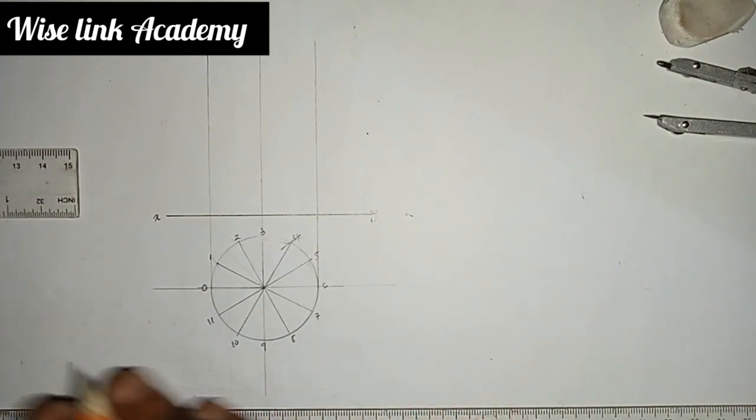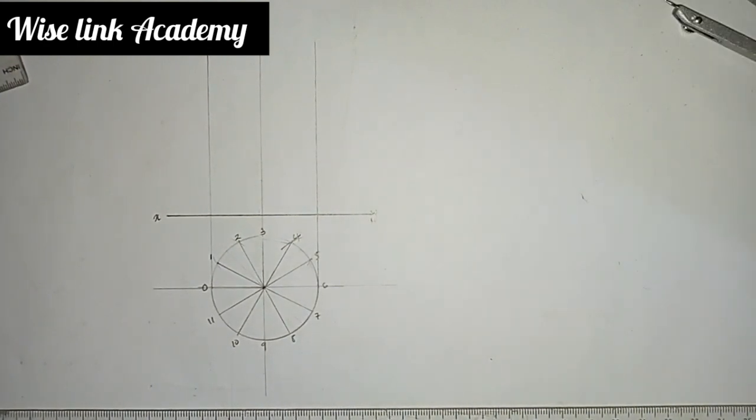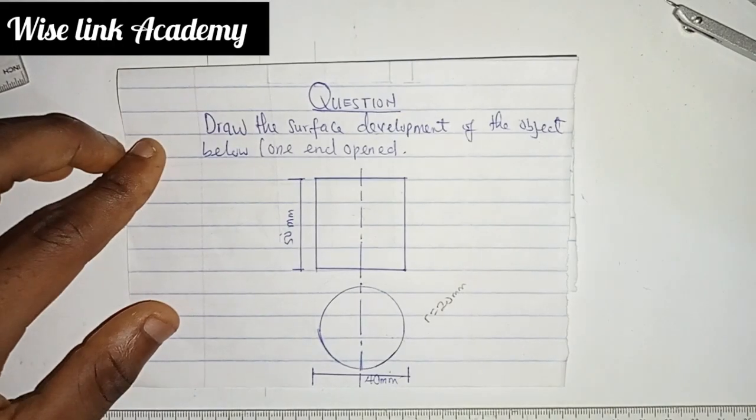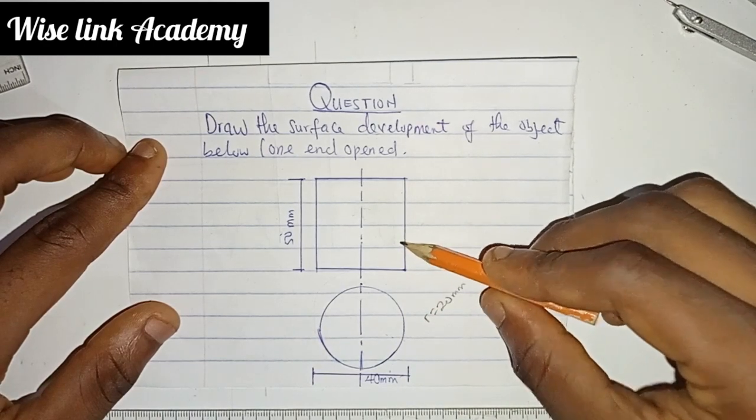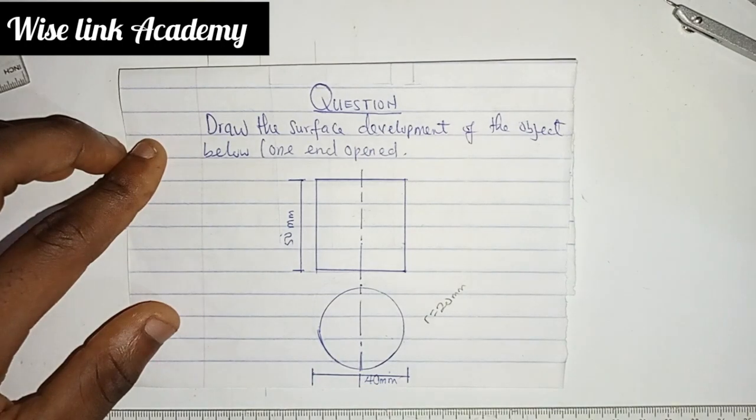Proceeding, after achieving this, the next thing to do is to produce out our rectangle that is there. Let me show you. Is to produce out this. So how do we do that? This is how we do it.